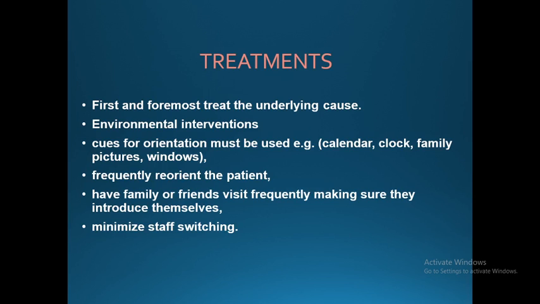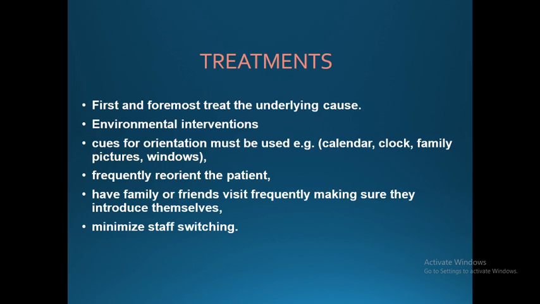Treatments. What are the treatments for this condition? First and foremost, treat the underlying cause. Of course, for example, if there's a medication toxicity, stop the medication, or we have to stop that toxicity. Environmental interventions. Cues for orientation must be used, like calendar, clock, family pictures, windows, to make sure that he is oriented to time, place, and person. Right. Frequently reorient the patient. Yes.